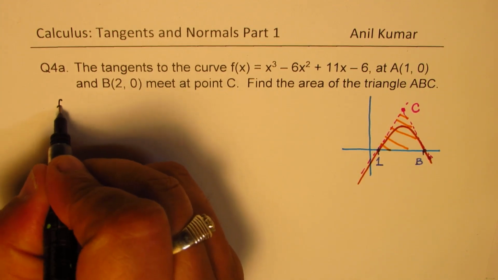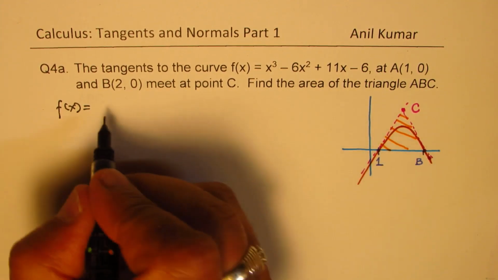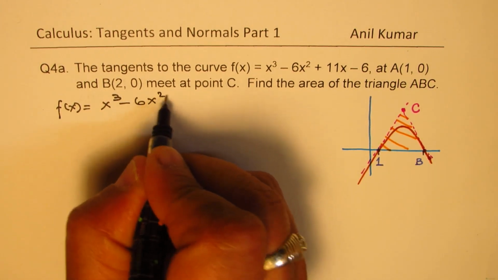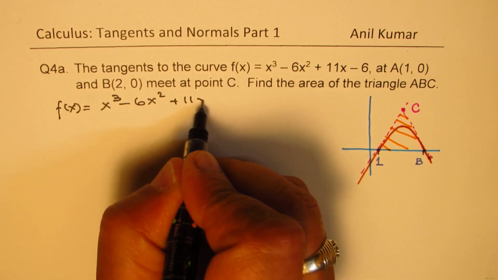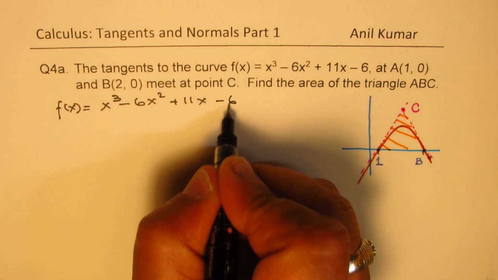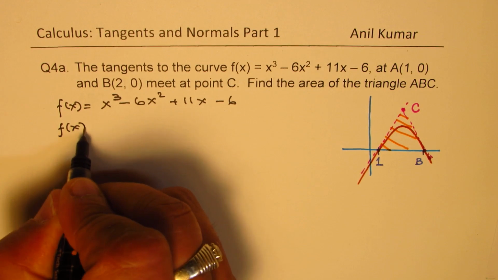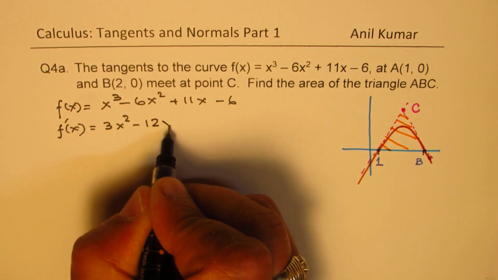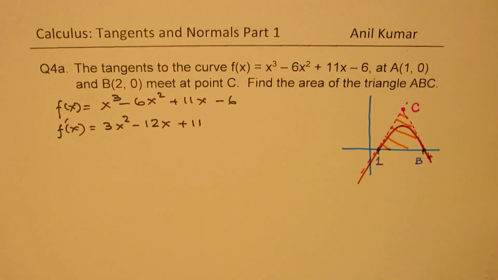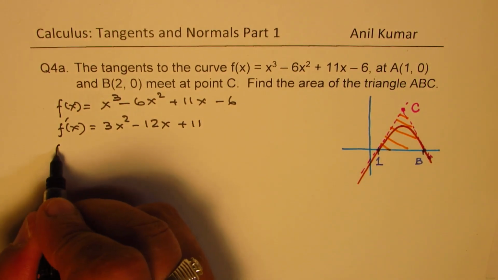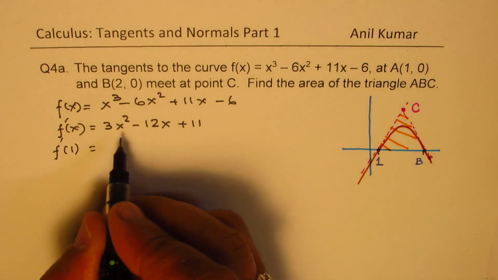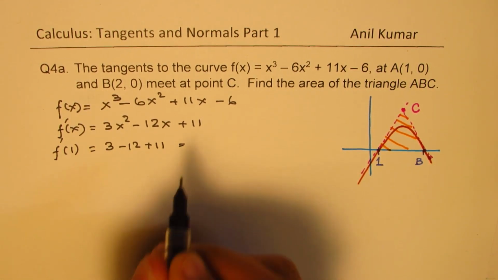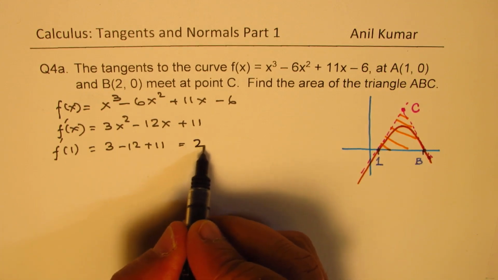So the function given to us is f of x equals x cubed minus 6x squared plus 11x minus 6. The derivative of this function is 3x squared minus 12x plus 11. Now the derivative at x equals 1, we'll substitute 1 here. We get 3 minus 12 plus 11, which is 2, right?